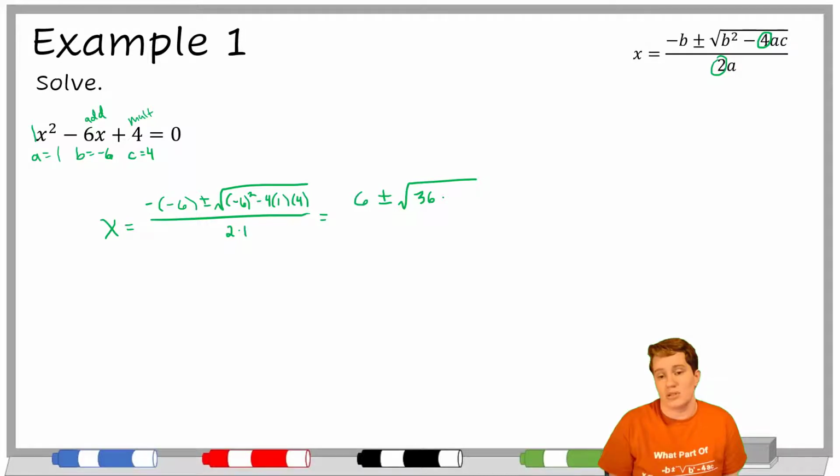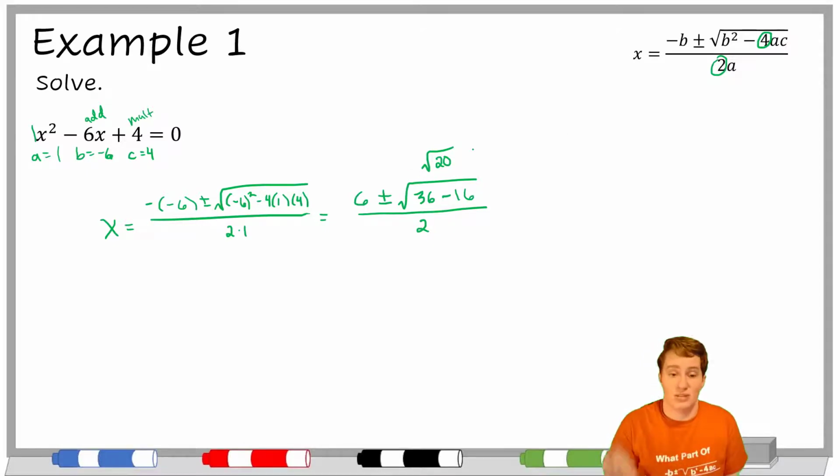Negative 4 times 4 is negative 16. All over 2a, so 2 times 1 is 2. Now we're going to do 36 minus 16, which is 20, and then we're going to say, well, 20 is not a perfect square, which it shouldn't be, because if it was a perfect square, I would have been able to factor it. So we need to simplify this.